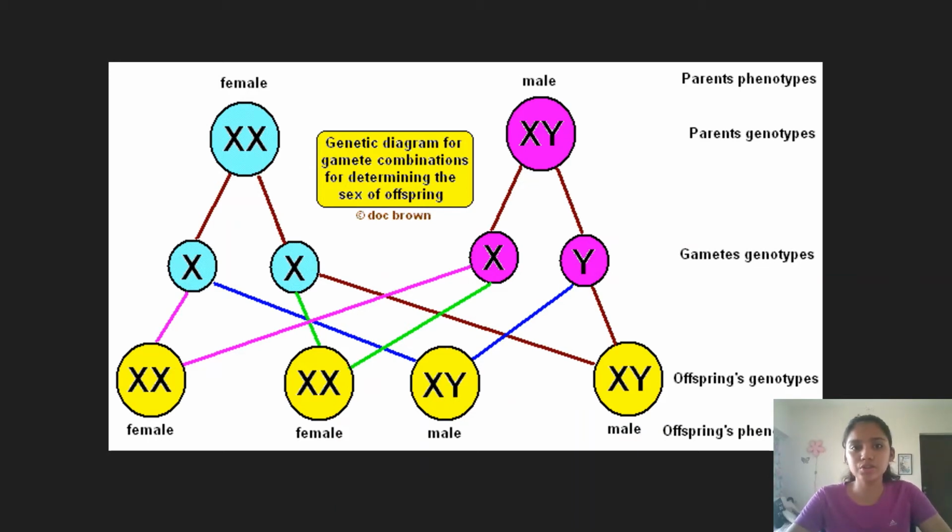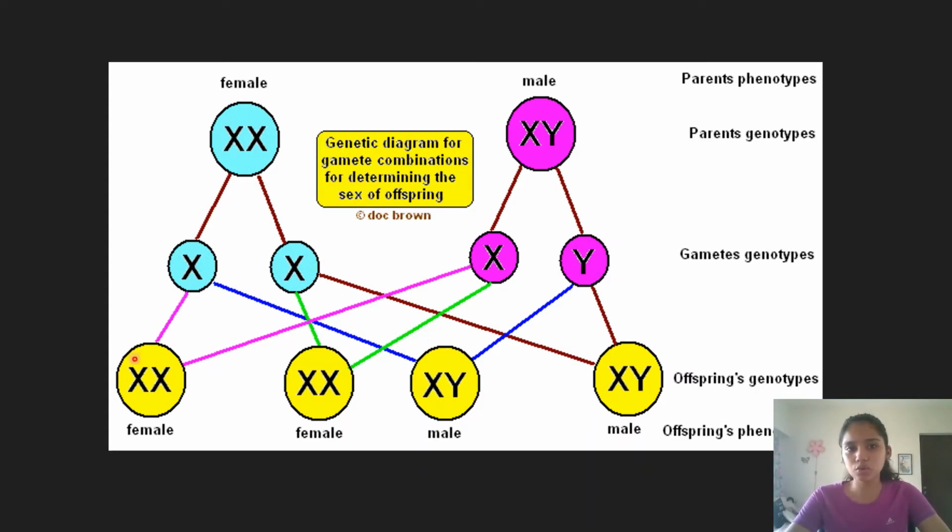Now, to do this, first you need to write down the chromosomes of the female and male. Then you write them individually. So one X chromosome comes here, one X chromosome comes here, one X chromosome comes here, and one Y chromosome comes here. And then after that, you need to mix and match to find out all the possible combinations. You can see that the different color lines indicate the different combinations.